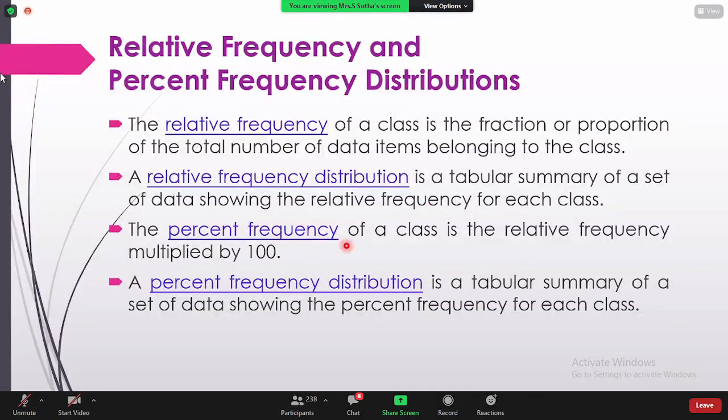Then the percent frequency of a class is the relative frequency multiplied by 100, right? If a frequency is given in percentage, that means the relative frequency is multiplied by 100, then that frequency is called percent frequency. Similarly, the percent frequency distribution is the table which provides the data showing the percentage of the frequency for each and every class, right?